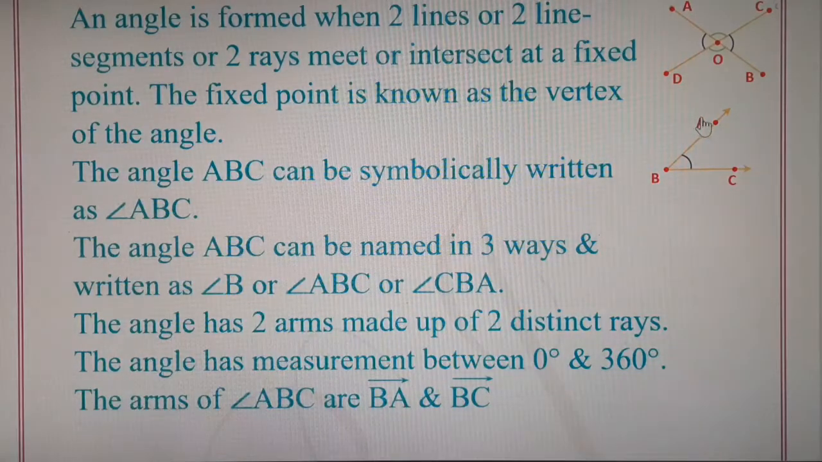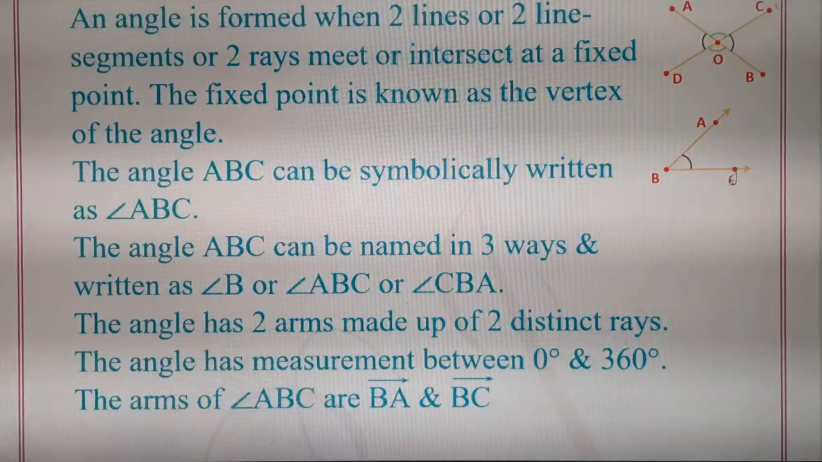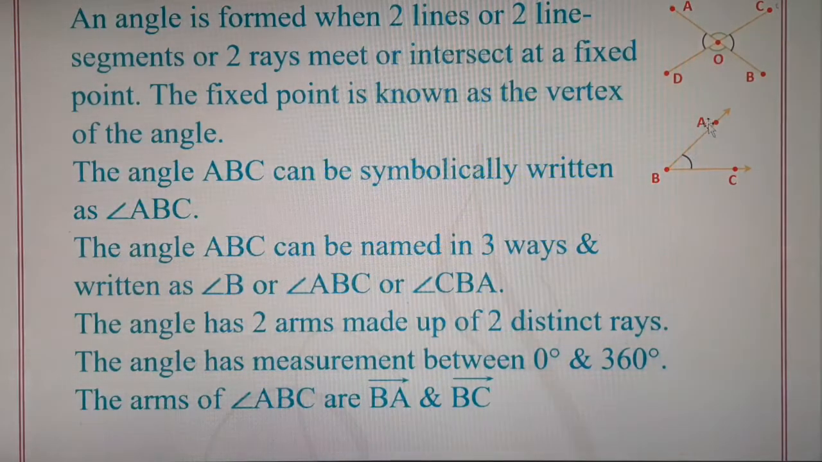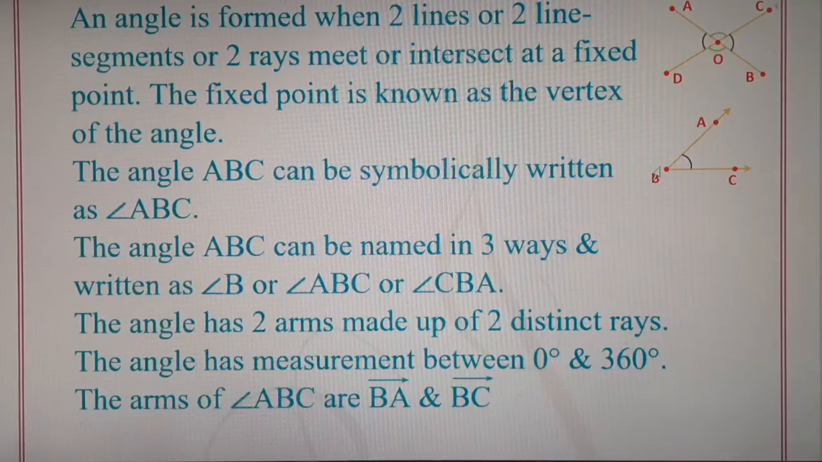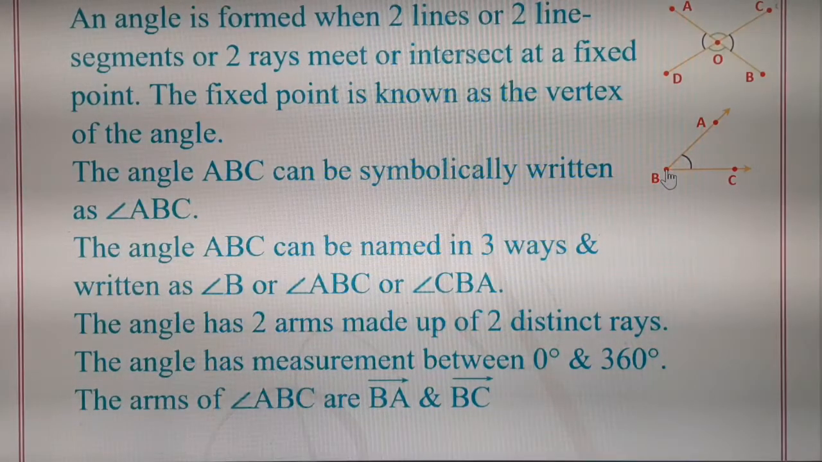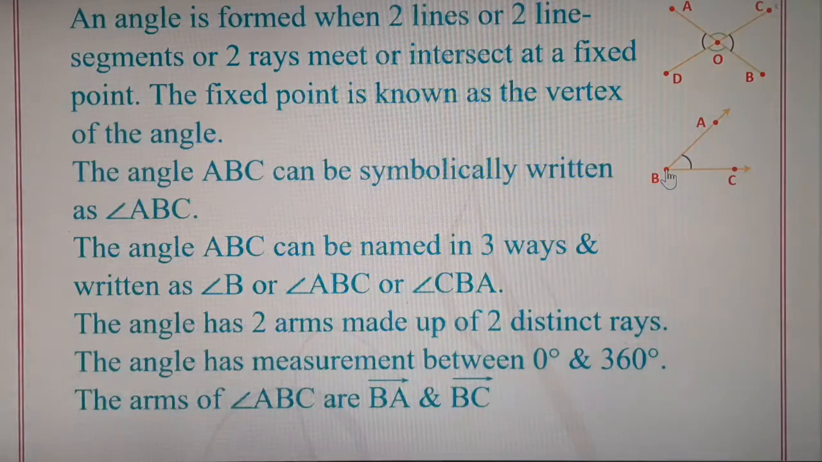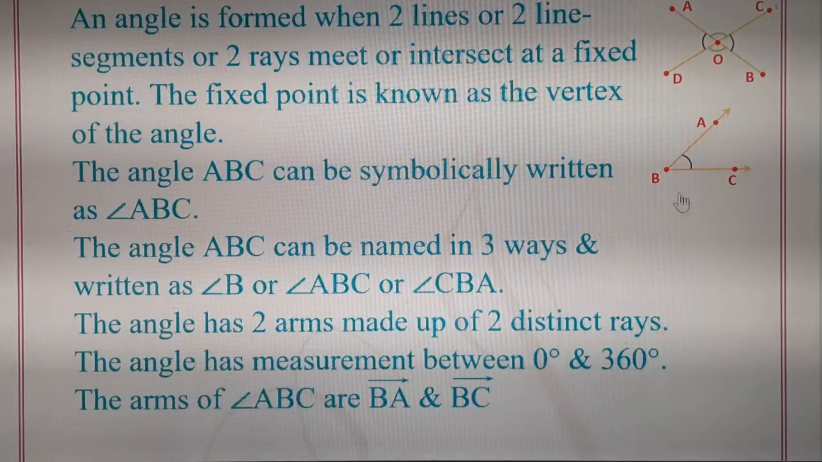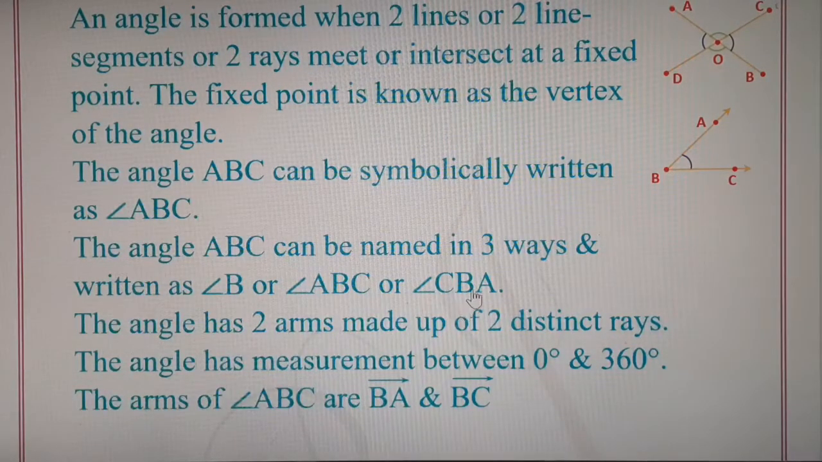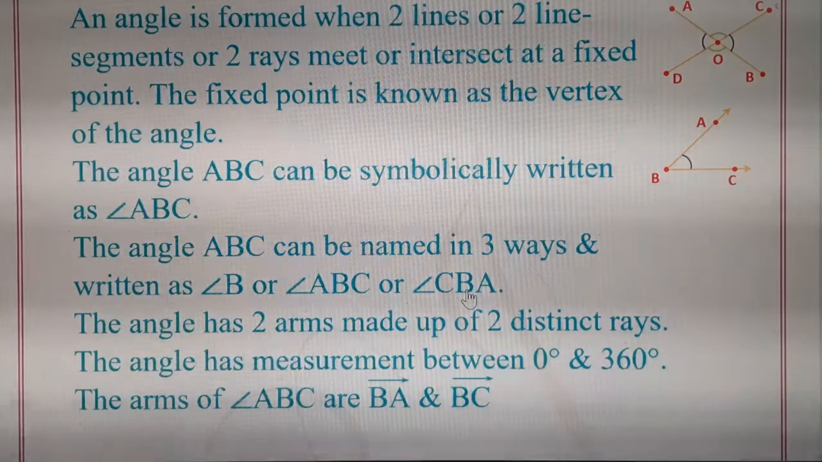In the diagram, if we look, this angle can be named as angle ABC or it can be named as angle CBA. The only important thing we have to remember is the vertex of the angle should always be written as the middle alphabet while naming the angle. The vertex point B should be written in the middle when we are using three letters to name the angle.